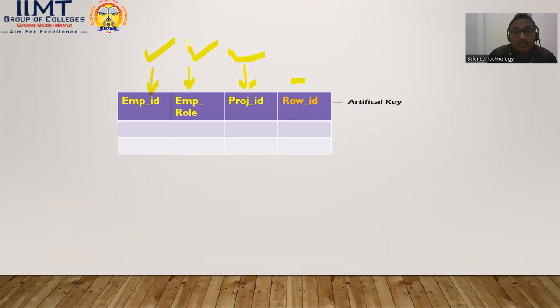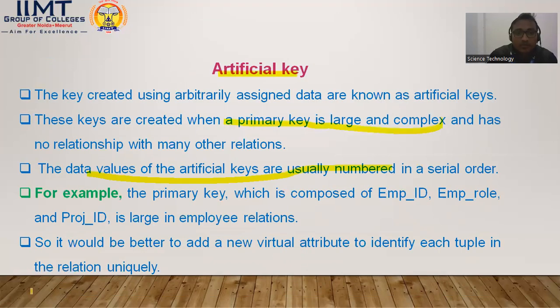Then when we cannot recognize the data from these three attributes, we create the artificial key. So the row ID is the artificial key. The main purpose is to uniquely identify each record. Okay. So it would be better to add a new virtual attribute to identify each tuple in the relation uniquely.